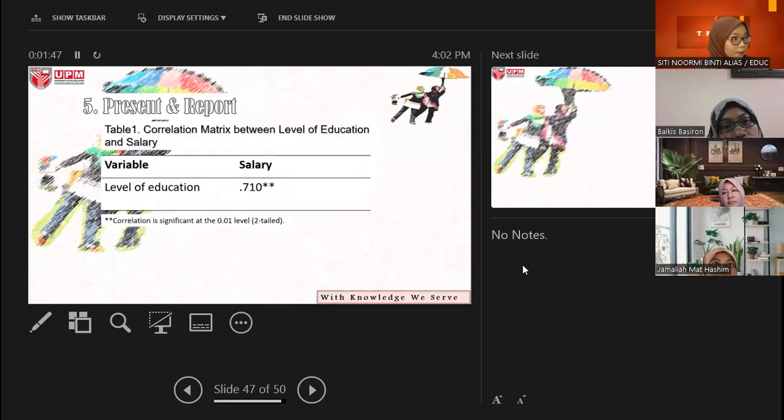In terms of presenting our finding in a table, Table 1: Correlation matrix between level of education and salary. The representation is similar to the Pearson product moment correlation. The table should be in single spacing.